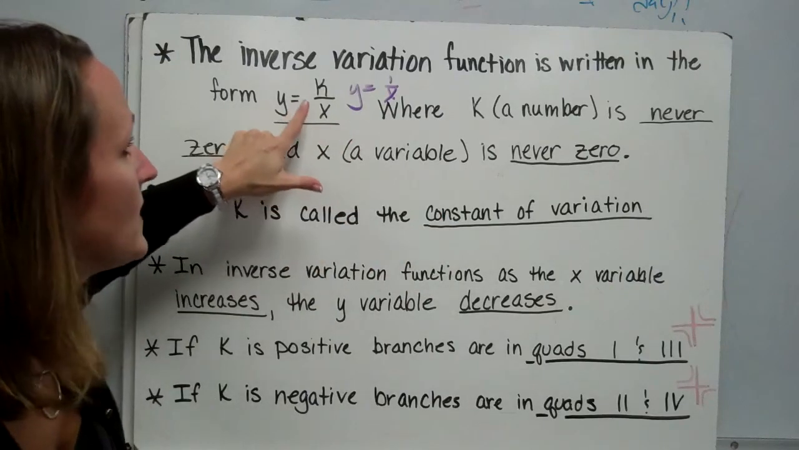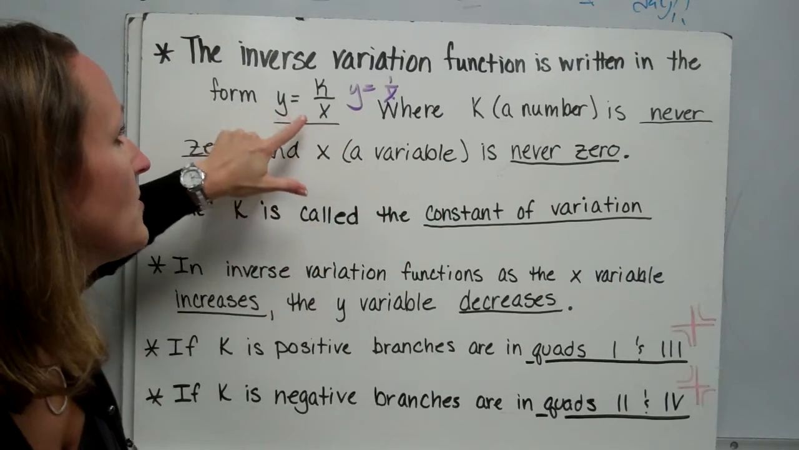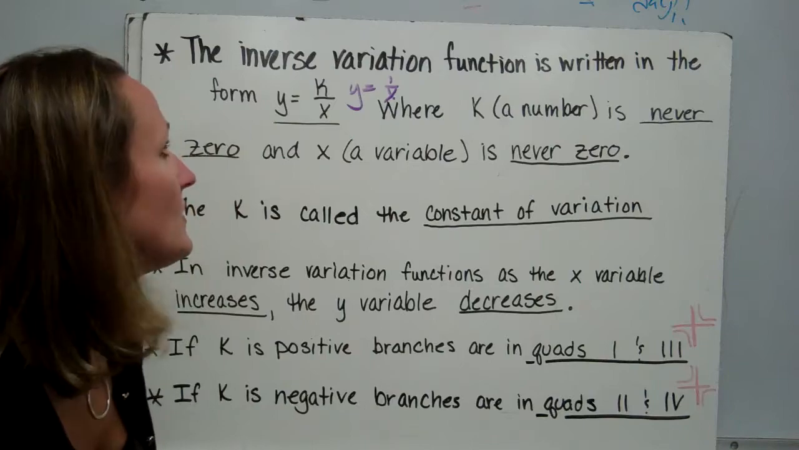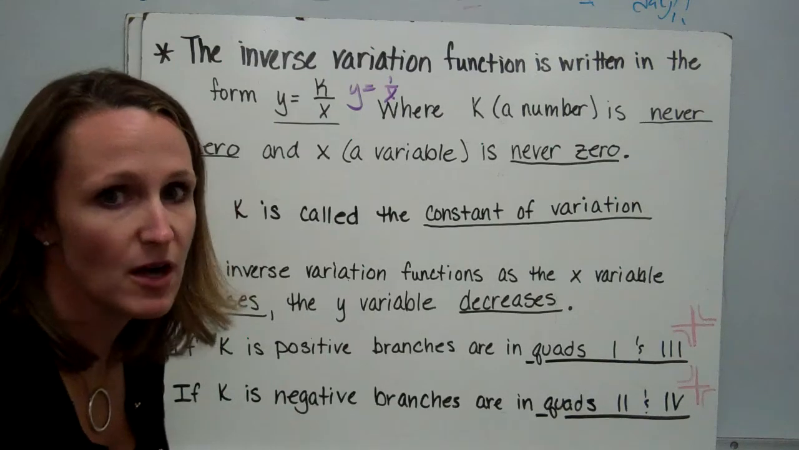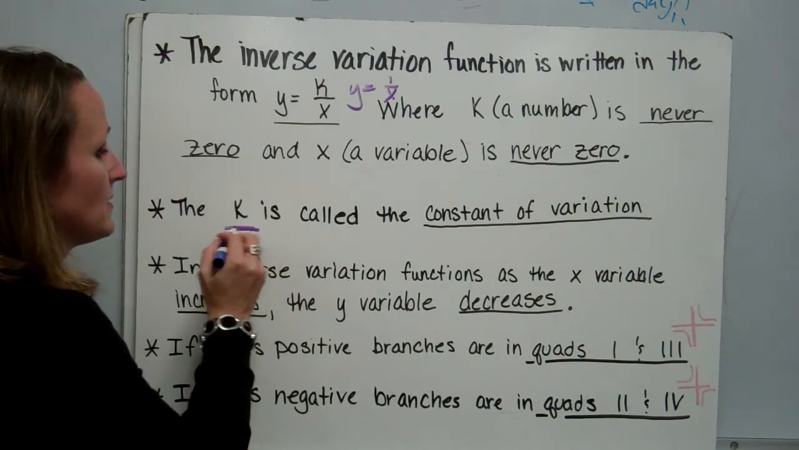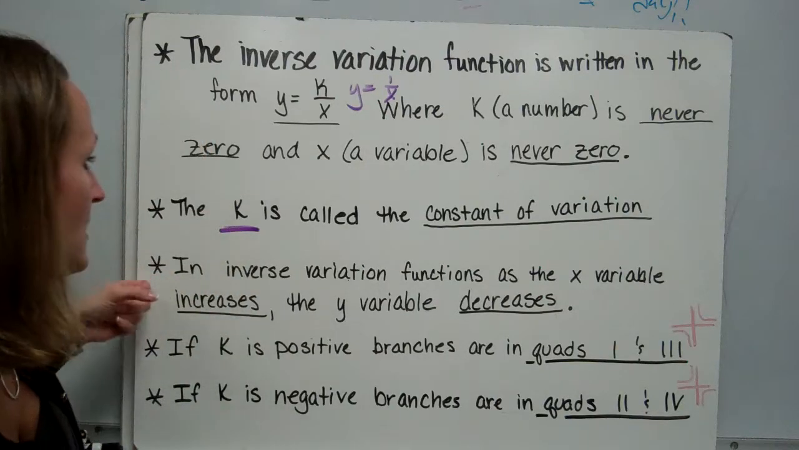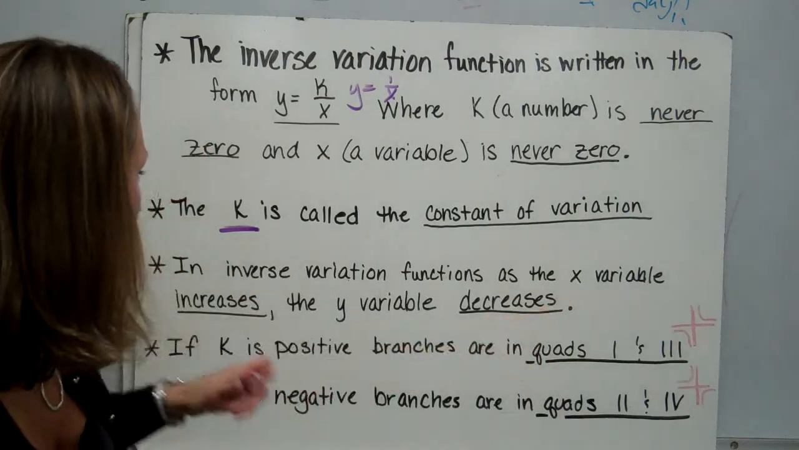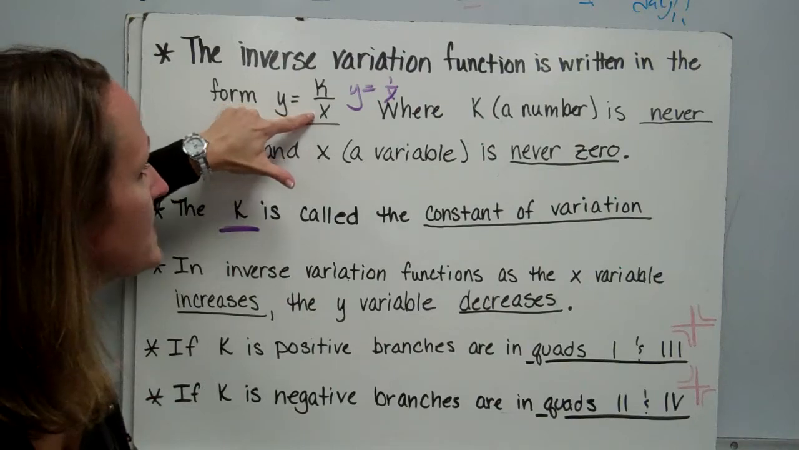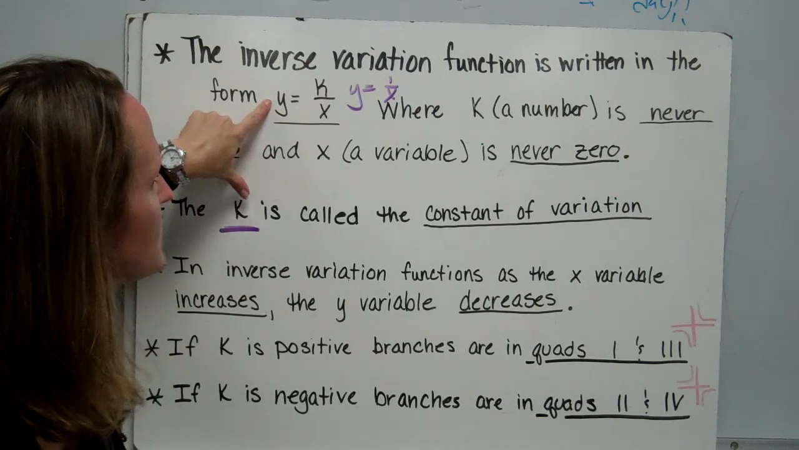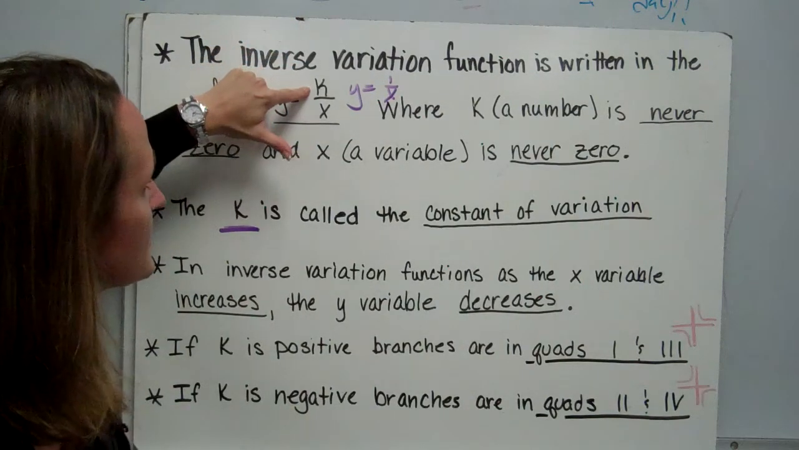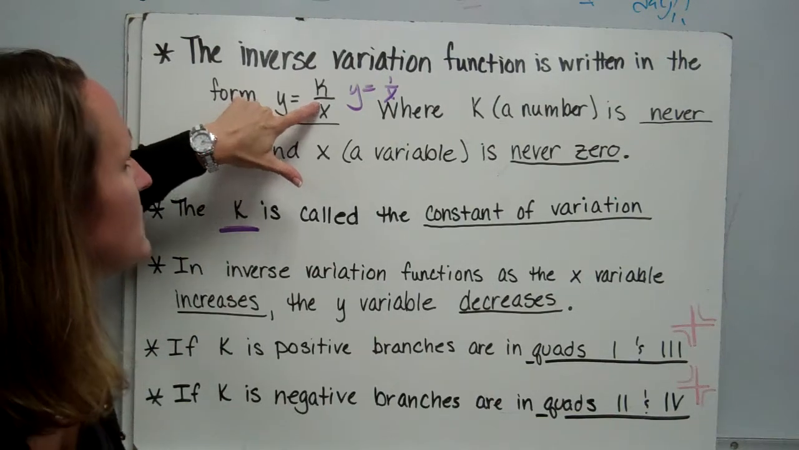So that means that no matter what I change my x to, meaning that variable, that k is always going to stay the same. And sometimes when we work with inverse variation, we're solving to find our constant of variation and then we're plugging it into something else. But as far as our generic goes, the k is called the constant of variation. In inverse variation functions, the x variable increases as the y variable decreases, and it goes the opposite as well. If I increase this on the bottom, obviously this is going to decrease. And that's because of this k. This k is going to stay the same, and every time I increase this number, this is going to get smaller.